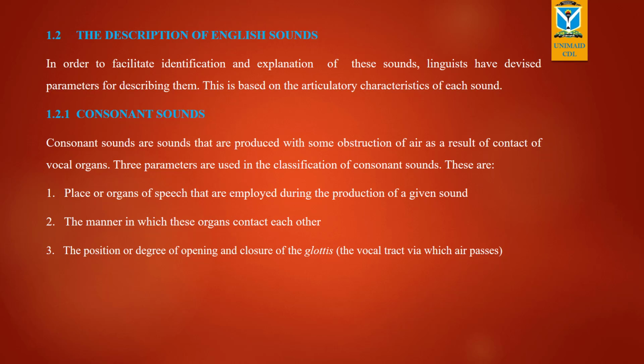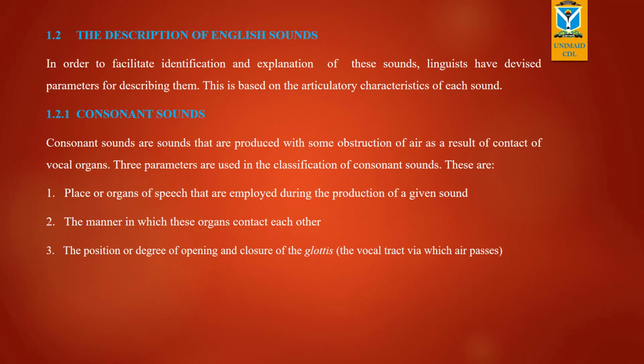Another thing is the issue of sounds. That is, how can we describe the sounds we are talking about? In order to facilitate identification and explanation of these sounds, linguists have devised parameters for describing them. This is based on the articulatory characteristics of each sound. That is, the sounds themselves, the 44 phonemes of English we're talking about, are divided into two. That is, those that we term consonant sounds, and then those that we look at as what? Vowel sounds.